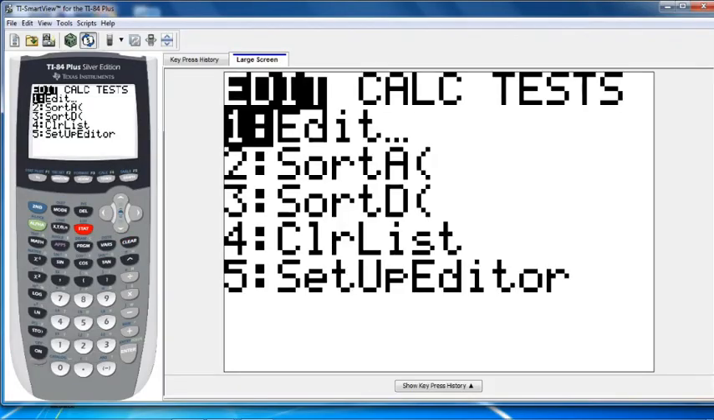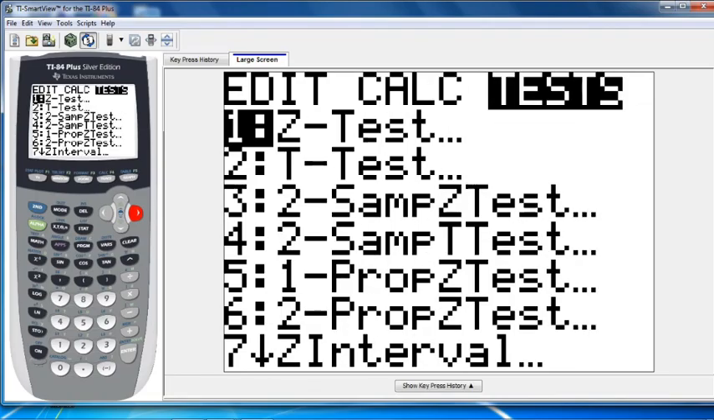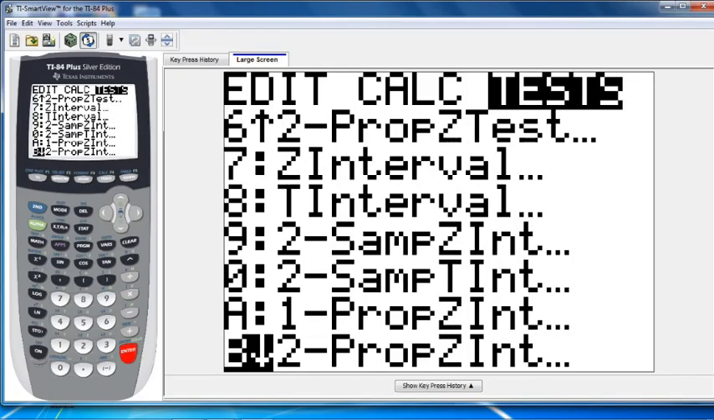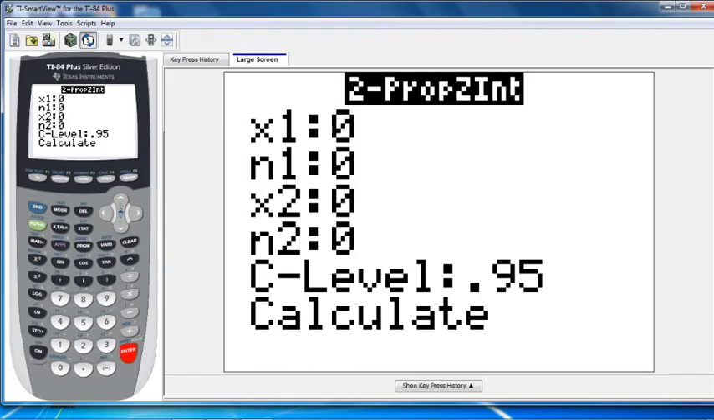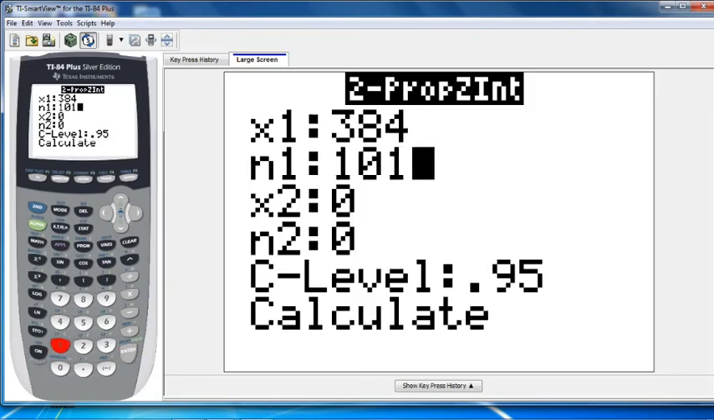So if I click Stat, and I go to Tests, and I want 2 prop z interval. All right, there it is, 2 prop z interval. I'm going to enter, and it doesn't say anything about p hats. It says x1 and n1, and then x2 and n2. So you need to think about the fractions that you would use to make p hat 1 and the fraction you would use to make p hat 2. For example, p hat 1 was 0.38. So the proportion of successes was 0.38. That means we had 384 out of 1,011 for P1.